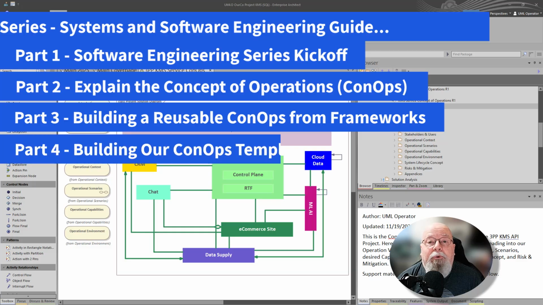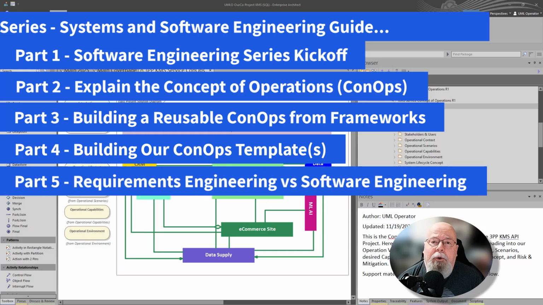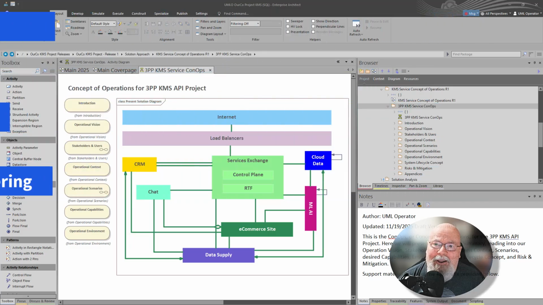And part four is going to be about our ConOps templates. We're going to create a template in Sparx that's reusable, and there are going to be variations of it depending on the size and scope of the project. And then part five, we're going to get into requirements, and then we're going to see where we go from there. So let's get started.